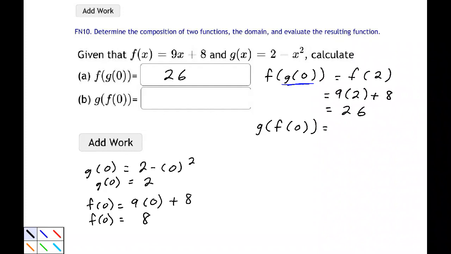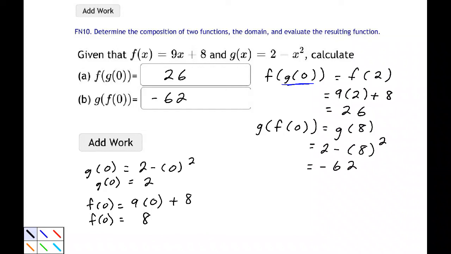So I'm going to go back and write that. My question is really asking, g of f of 0 equals g of 8, because of that fact we've just determined. Now, since g of x is 2 minus x squared, g of 8 is going to be 2 minus parentheses 8, close parentheses, squared. Now, 8 squared is 64, so this becomes 2 minus 64, which will be negative 62. So I can write my answer, g of f of 0 equals negative 62.